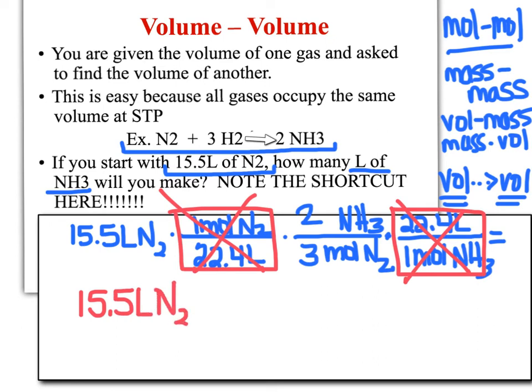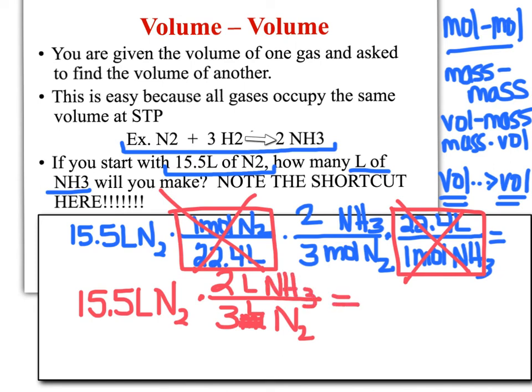So 15.5 liters of nitrogen, the relationship is for every 3 moles, or in this case, really, for every 3 liters of nitrogen, we would make 2 liters of ammonia. And so we take our 15.5, we multiply by 2, and we divide by 3. And we get 10.3 liters of ammonia.